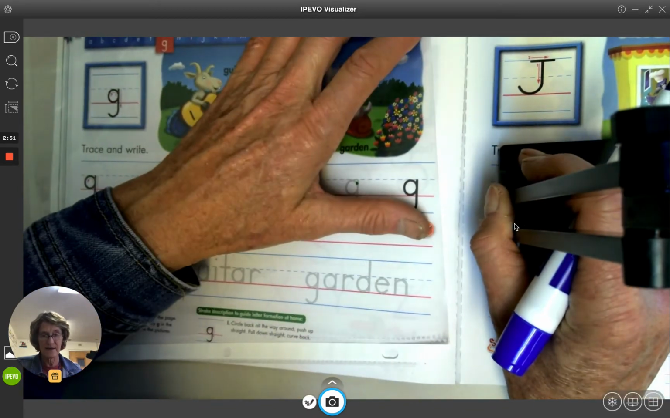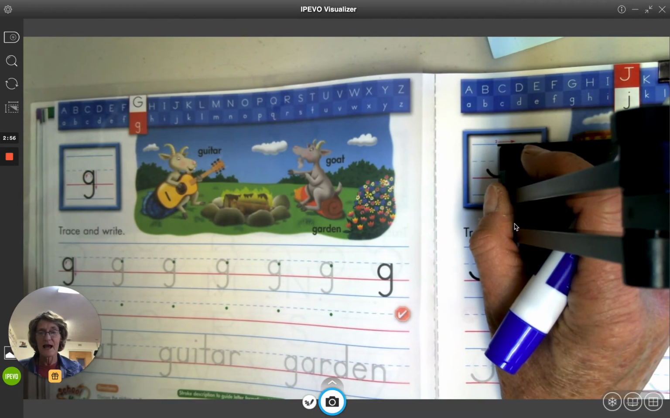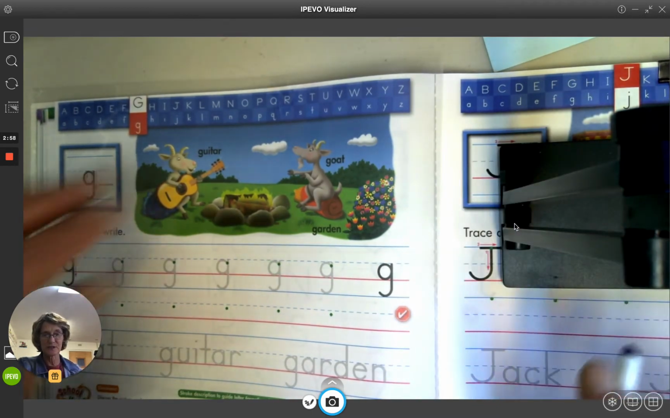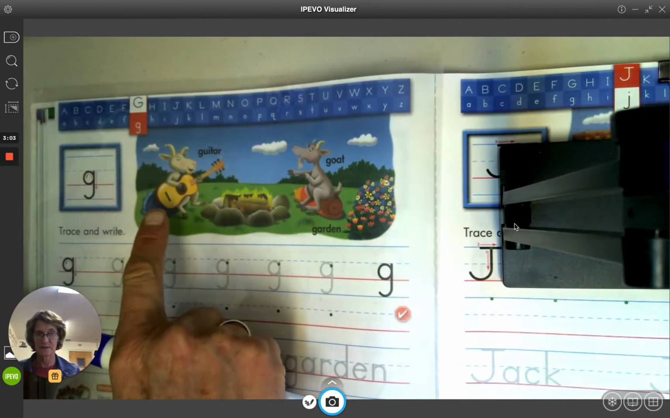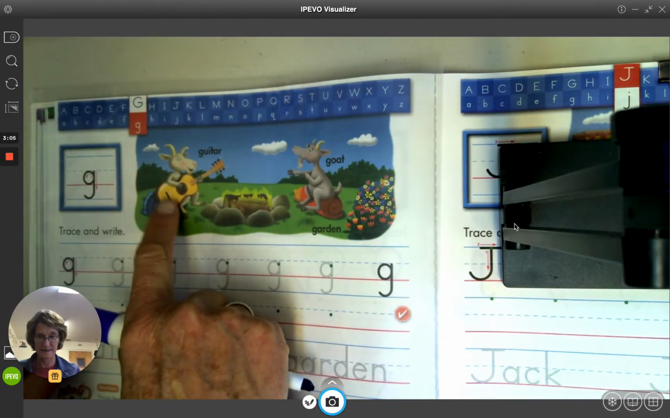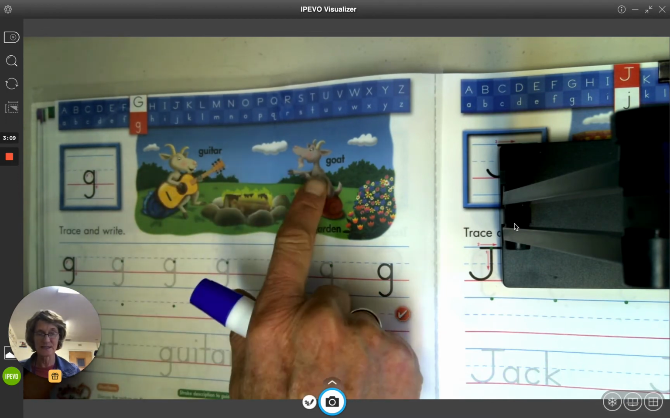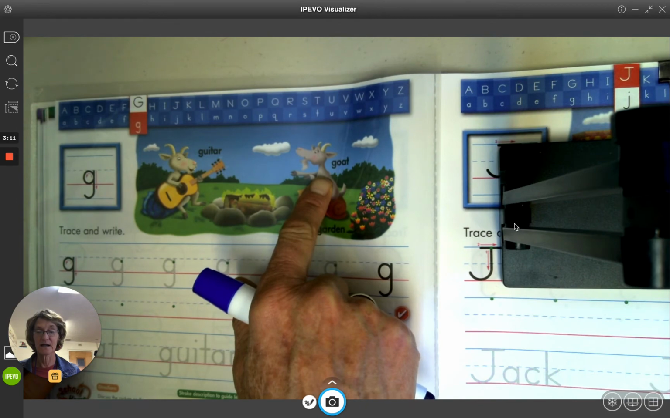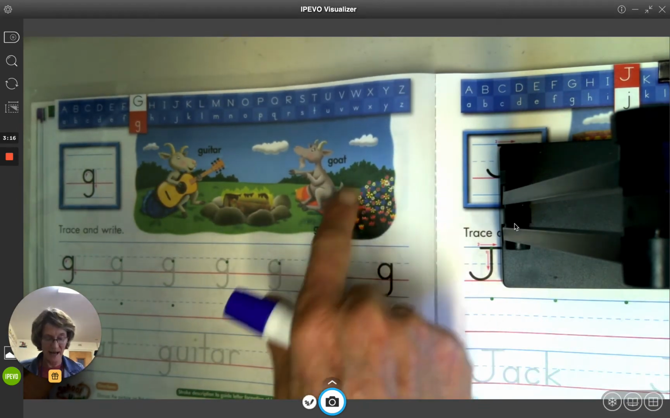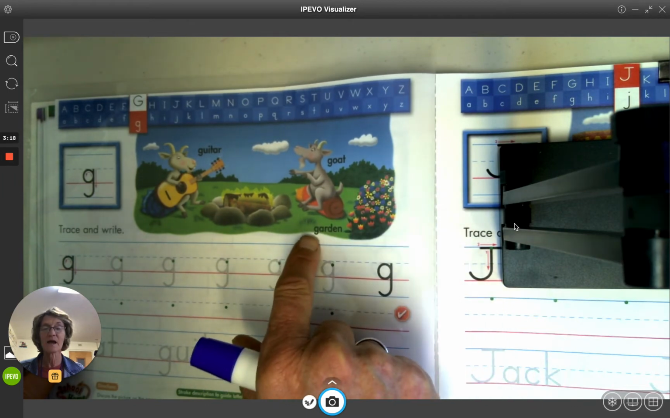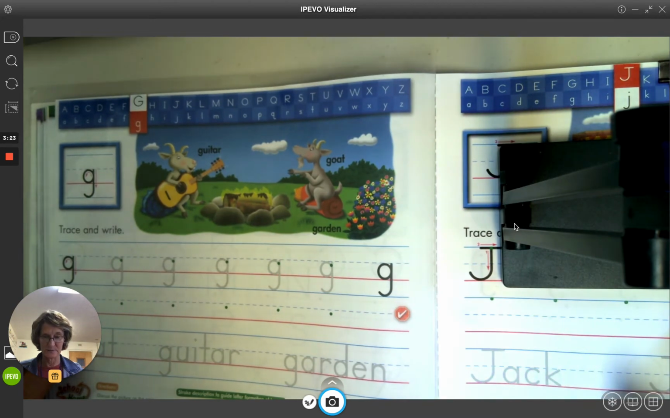And then there it is. I will point to the pictures at the top, and you say the word that starts with the G. What is that? Guitar. What animal do you see? Goat. And these flowers are growing in one spot, and that's called a garden. Trace and write.